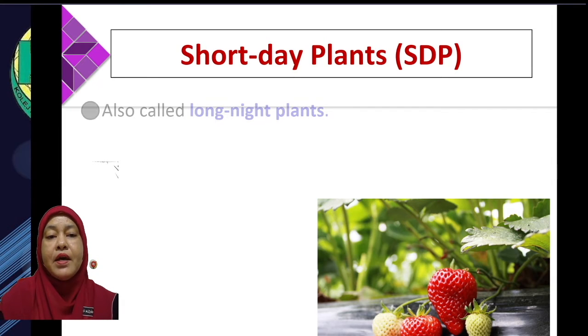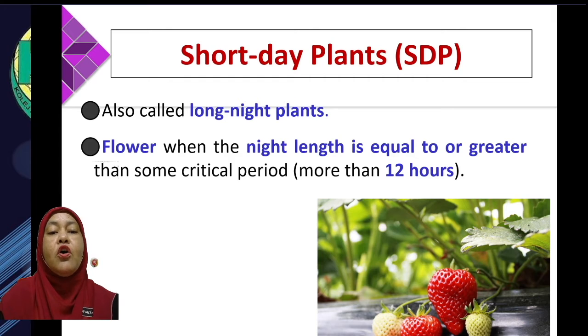Short day plants are also known as long night plants. These plants will flower when the night length is equal to or greater than some critical period, basically more than 12 hours. The most popular example is the strawberry.